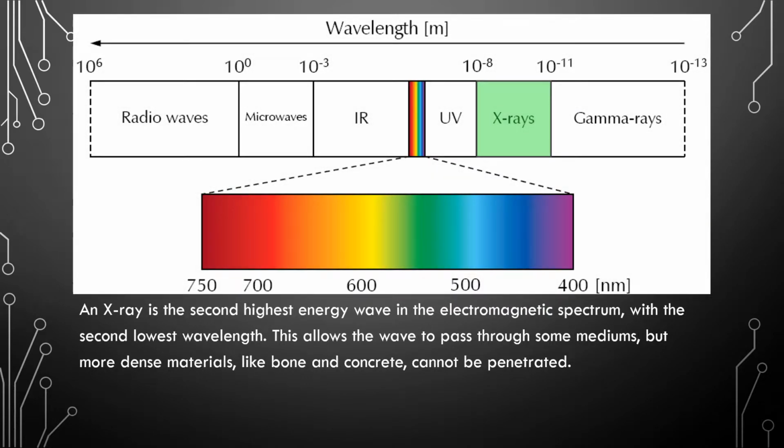X-rays are the second highest energy wave in the electromagnetic spectrum, with the second lowest wavelength. This allows the wave to pass through some mediums, but more dense materials like bone and concrete cannot be penetrated.